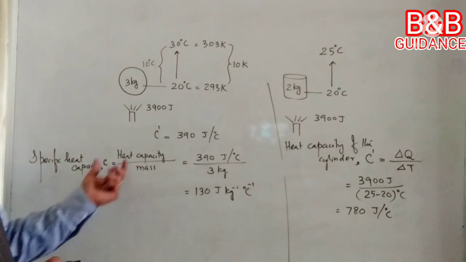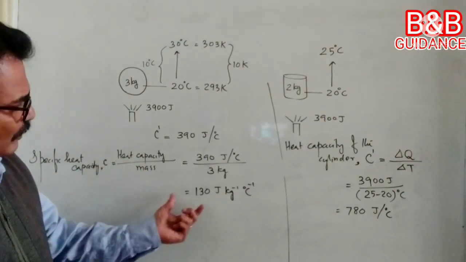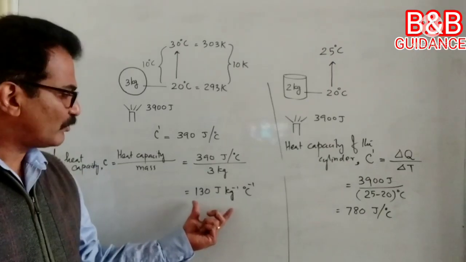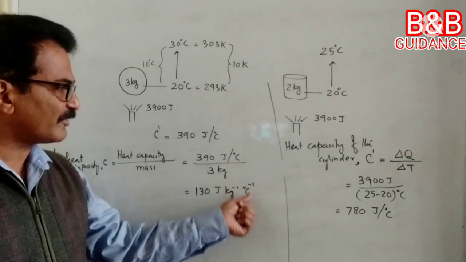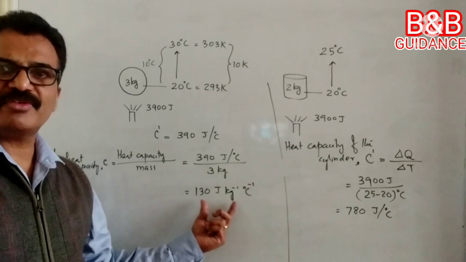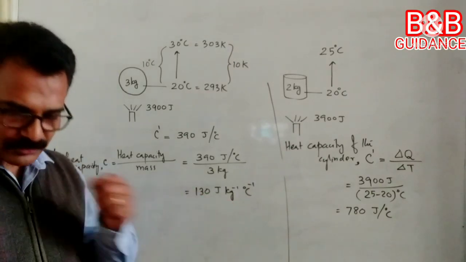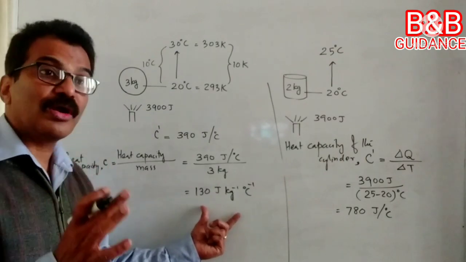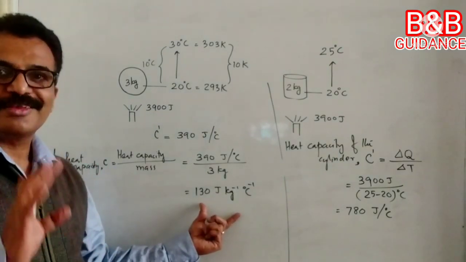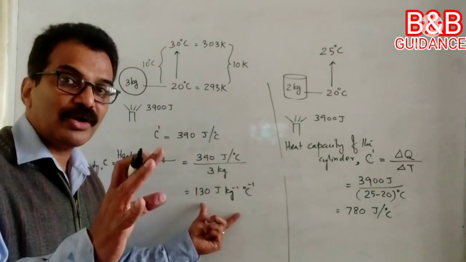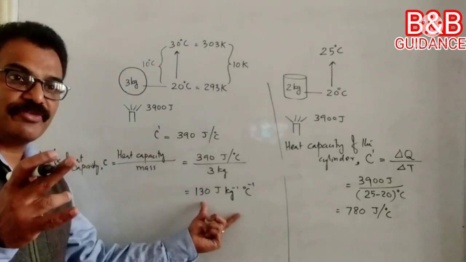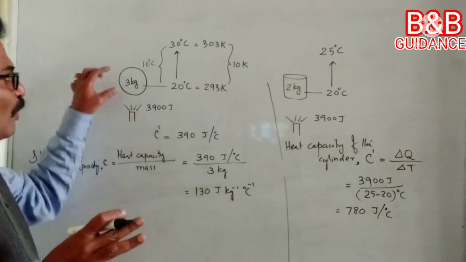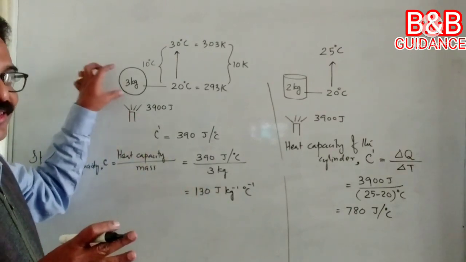Okay. The specific capacity of what? This 130 joule per kilogram per degree Celsius is the specific capacity of what? Of the ball? We will not say that way. It is not the specific capacity of the ball. This is the specific capacity of the material by which this ball is made. Material of the ball.